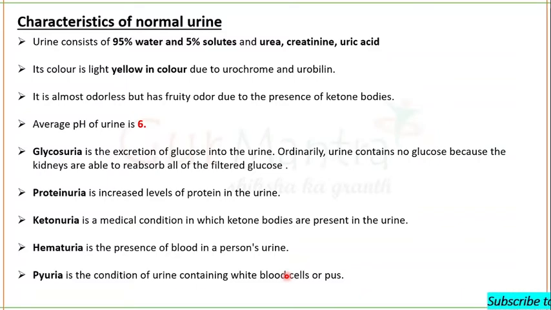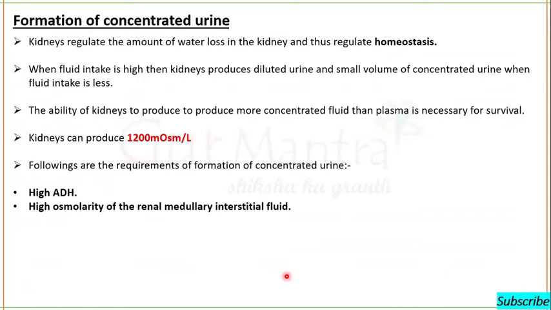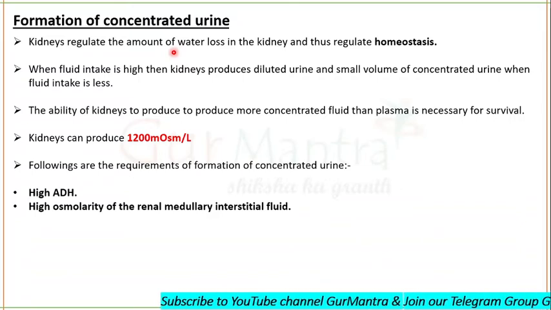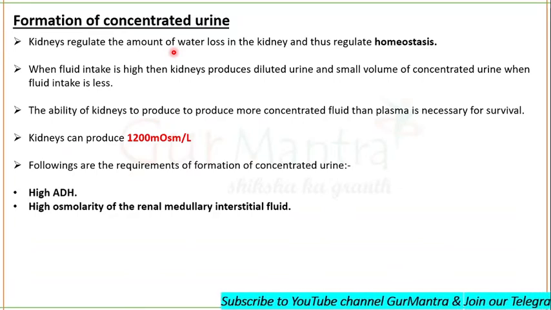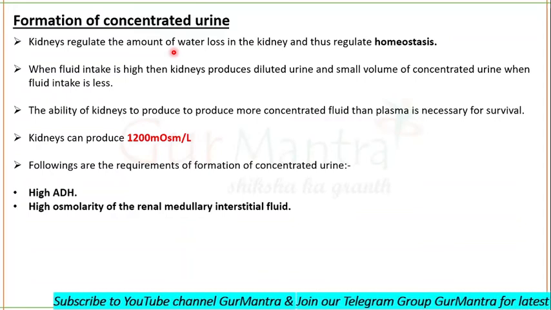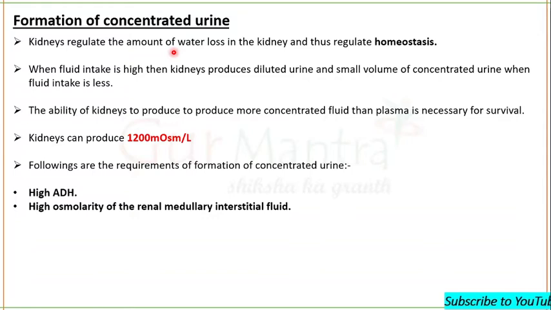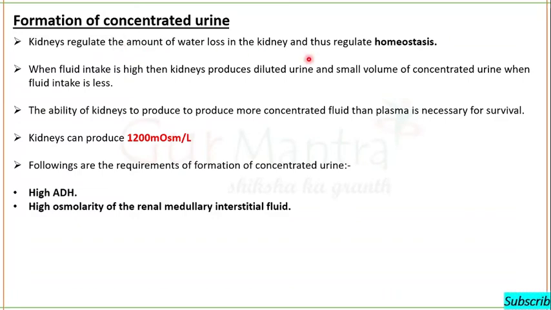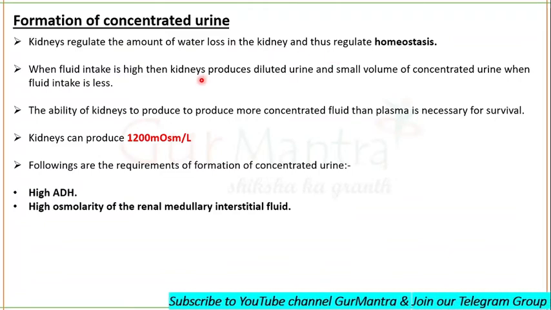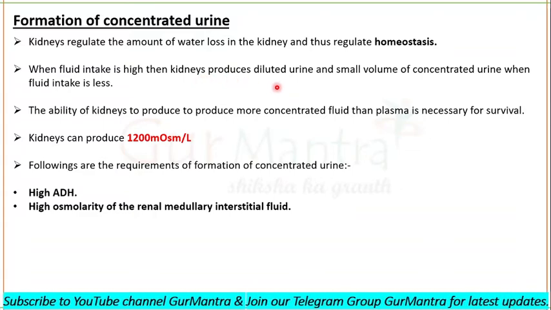Okay, so let's now know how the formation of concentrated urine takes place. See, the total volume of fluid in our body normally remains stable in spite of highly variable amount of fluid intake. Homeostasis of the amount of body fluid mainly depends on the ability of the kidney to regulate the rate of water loss in the urine. And our normal functioning kidneys can regulate the amount of water loss, and thus they can regulate the homeostasis as well. When the fluid intake is high, then kidneys produce large volumes of diluted urine.